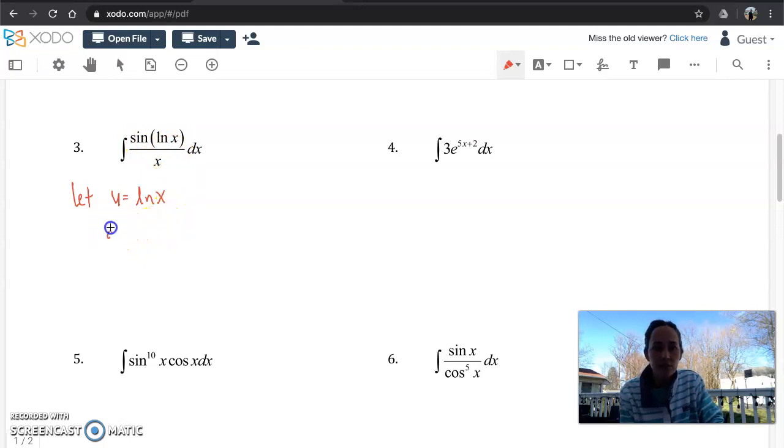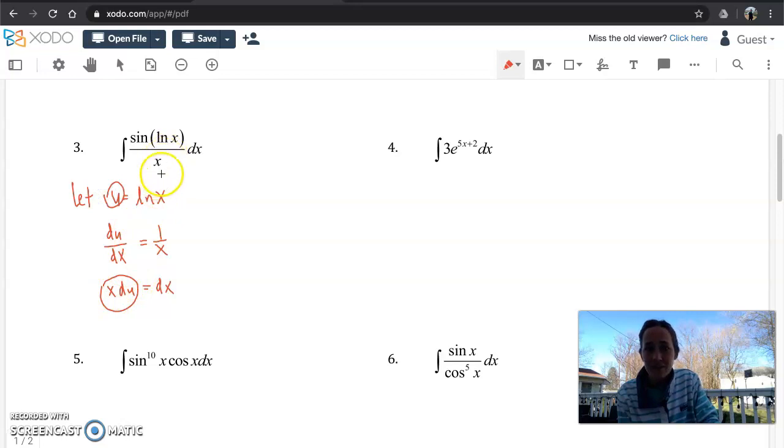You'll enjoy the rest of the problem, because if you take a derivative of ln, you have 1 over x. Solving this out, maybe multiplying x to the other side, x du equals dx, is going to take you pretty far in the question. This x is going to end up canceling with that x on the bottom. So don't forget to finish the problem. I just wanted to give you a head start.